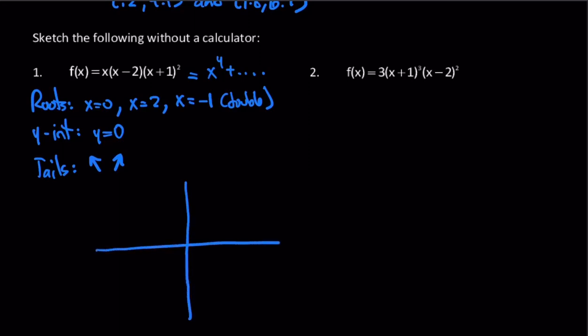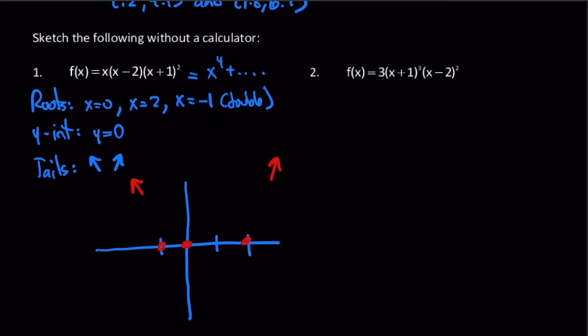I've got 0, I've got negative 1, and I've got positive 2. And it's got to go through these 3 points. There's negative 1, there's 0, there's 2. My tails are both up. This right here indicates it's going to bounce. So it's going to do something like that or something like that, depending on which way it's coming from.